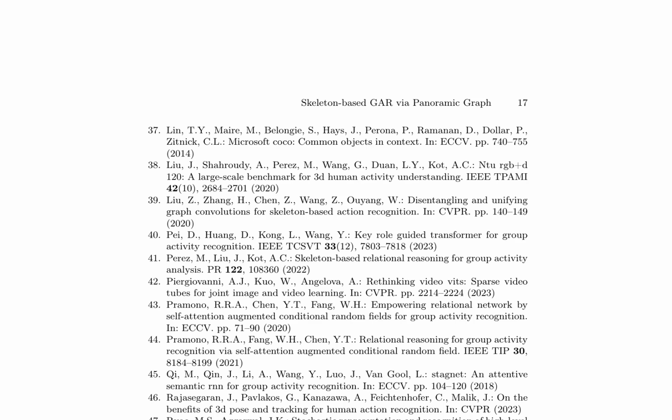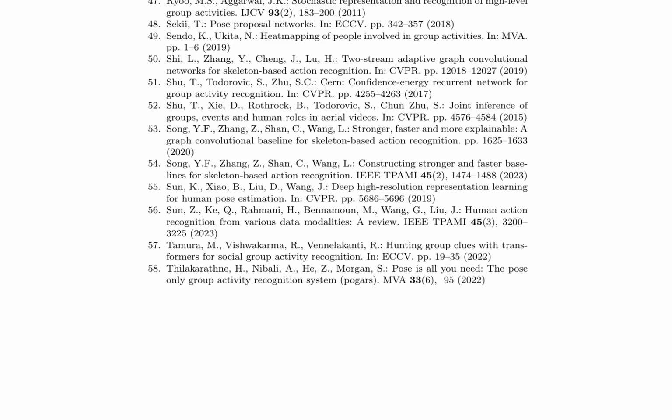They discuss the challenges associated with group activity recognition, including the complexity of human interactions, variations in group size, and the need for robustness against occlusions and pose ambiguities. A comprehensive overview of existing approaches is presented, covering both traditional computer vision methods and deep learning techniques.